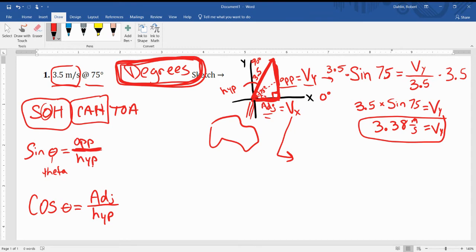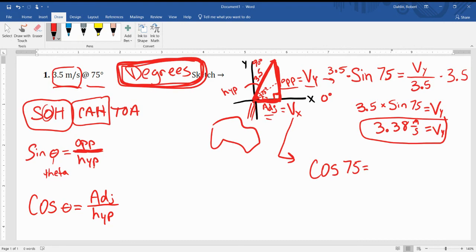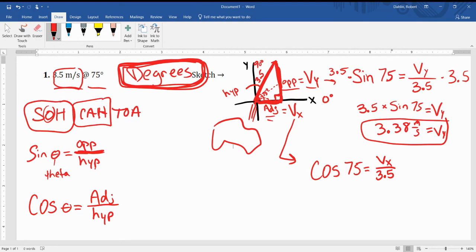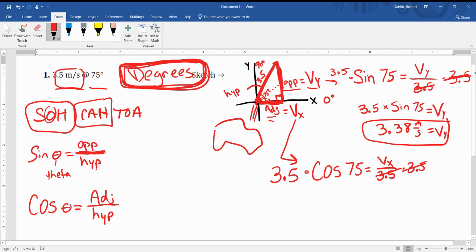So we're going to do this again. Cosine of the angle, which is still the same one, 75, equals our adjacent side. We're going to use Vx for the adjacent, divided by our hypotenuse, which is still that same 3.5. Again, I have to do a little algebra to get the Vx by itself. That'll cross off. I forgot to cross it off up here. So Vx is going to equal 3.5 times cosine of 75.